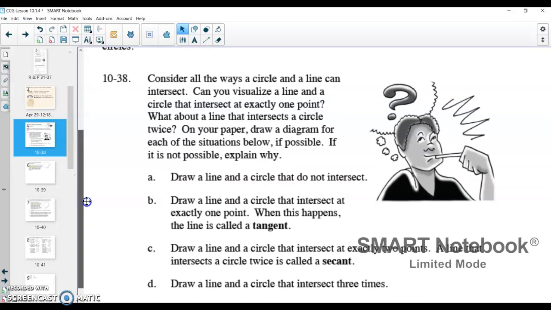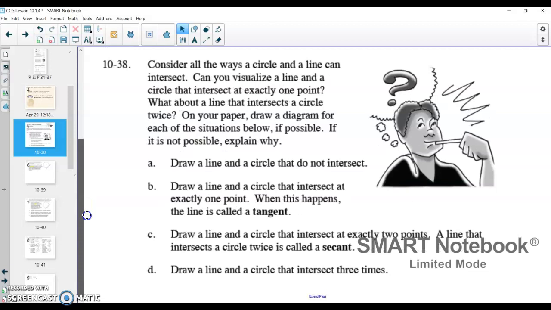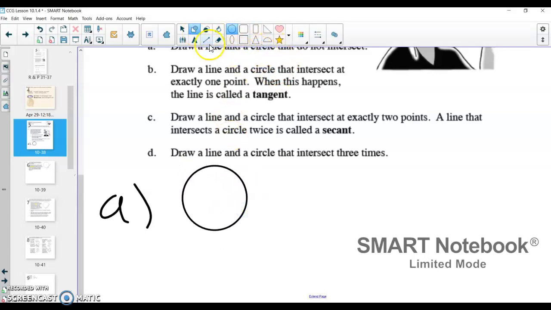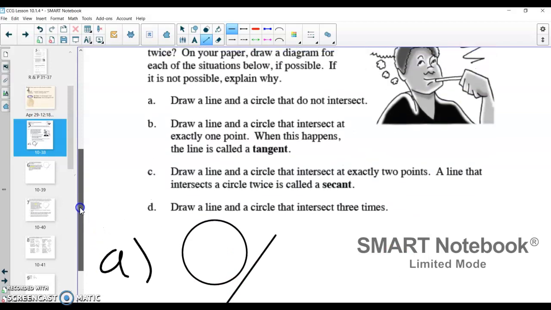On the paper, we're going to draw a diagram, and for us, you're going to be using hopefully the tools in Kami to draw these nicely like I'm going to try to do here. So the first one is going to be just drawing a line and a circle that do not intersect. Not too bad for part A. I'm going to take my circle tool. There's a circle and a line that does not intersect it. Alright, that's all they want for part A.